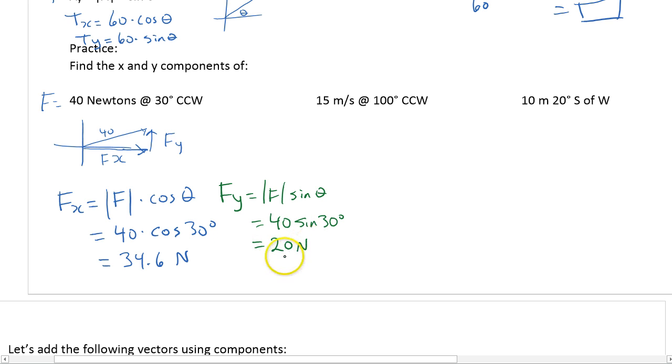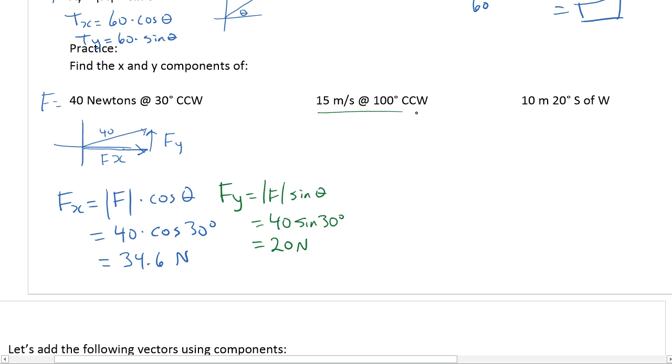Okay, so you could say, but Mr. Speiser, what about the direction? Well, positive 20 in the y direction, that's kind of got your direction. This y is already saying that that's in the y direction positive. This is in the x direction positive. Okay, let's try the second one here.